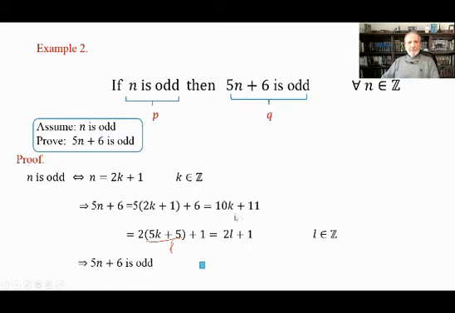You get 10k plus 11. That's 2 times (5k plus 5) plus 1. And if I call this L, that would be 2L plus 1. You can call it C, K1, M, any name you want. And obviously that's an odd number.